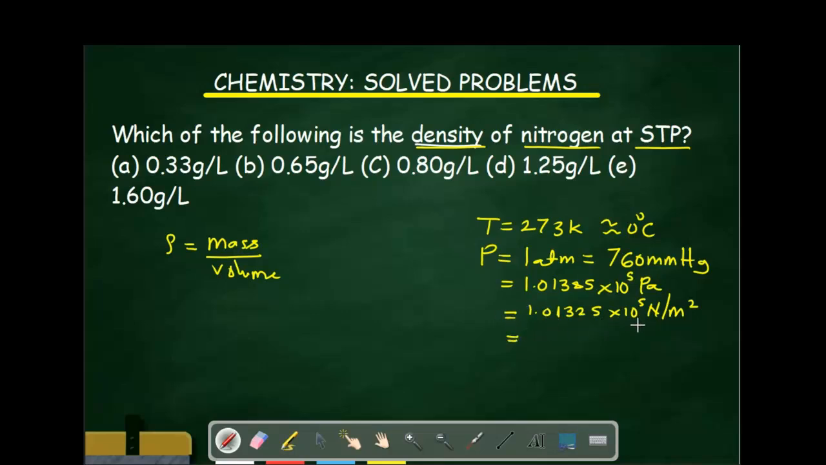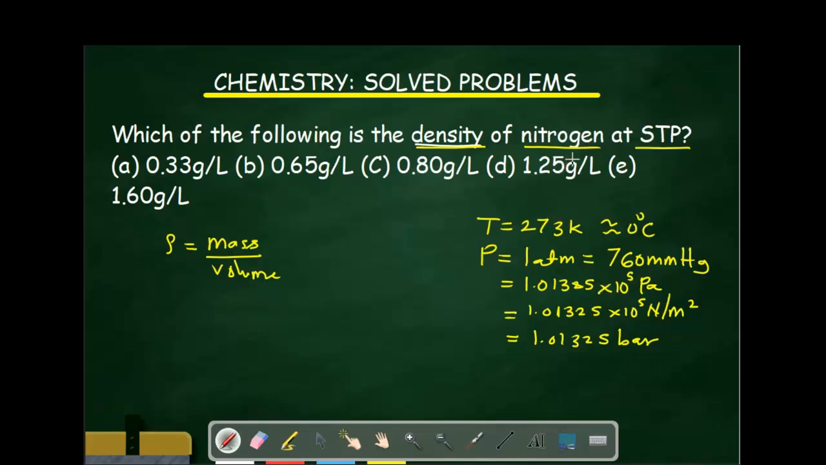Also, 10 raised to the power 5 Newton per meter squared is what we call a bar. So I can write this as 1.01325 bar. You should be aware of these various conversions within pressure.